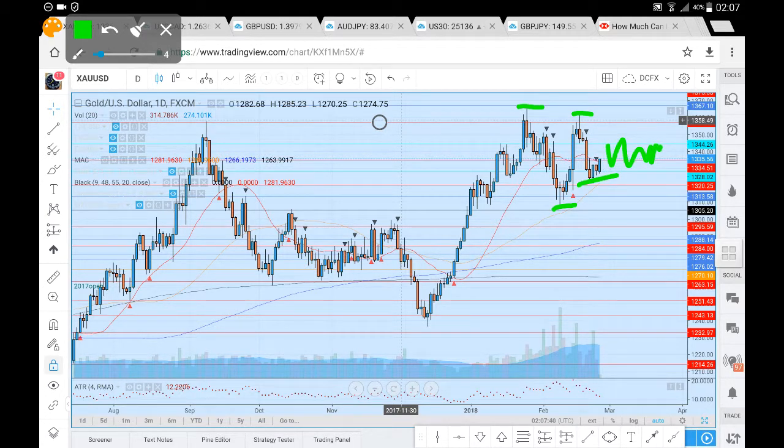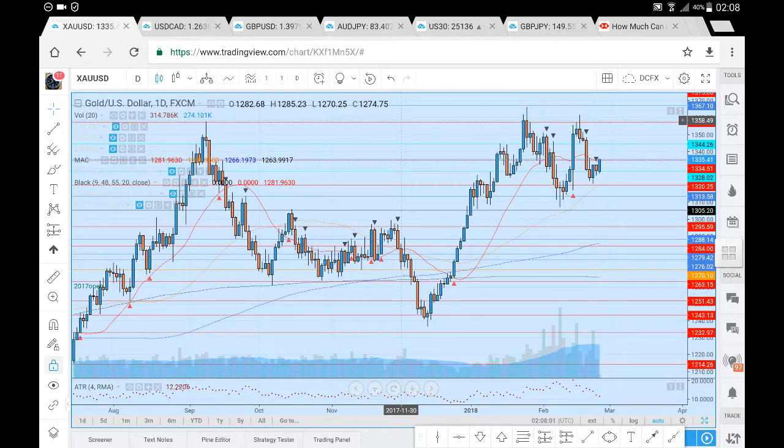We'll see how prices develop from here, but ultimately on the higher time frames there does appear to be a bias to the upside, based on the analysis of the higher time frames.